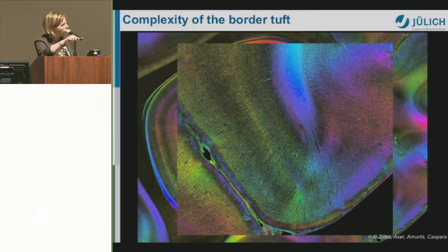So we do have a high complexity, and if you look even closer, you see that there are a lot of very small fiber bundles running from this border tuft region into the neighboring areas of V2 and V1. So maybe a long-range connection at one particular location, and then the local connections via horizontal fibers. Thank you very much.